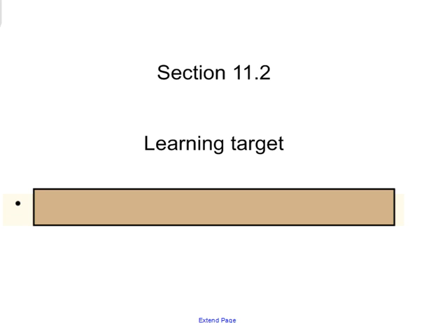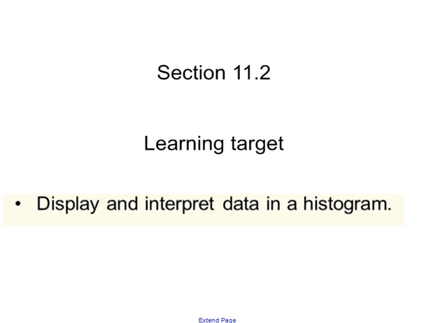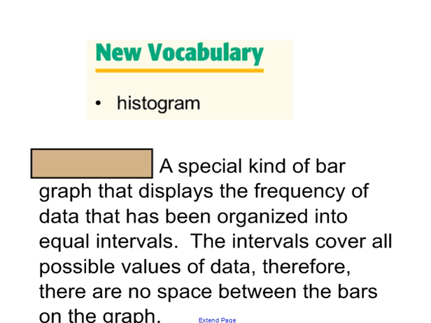Making our review video for section 11.2. That's chapter 11, section 2. We're going to start with the learning target for this section, which is to display and interpret data in a histogram. So we've got one new vocabulary word, and it's that idea of a histogram.